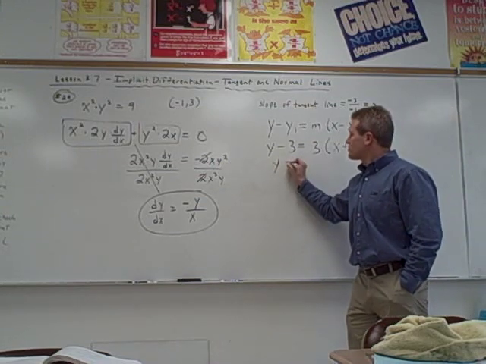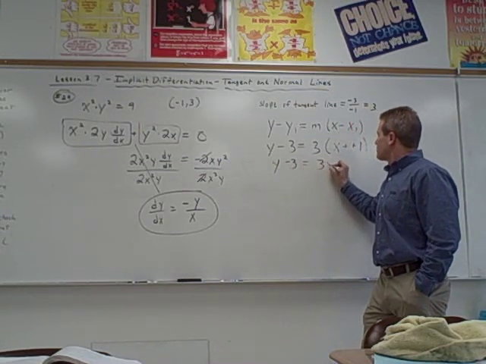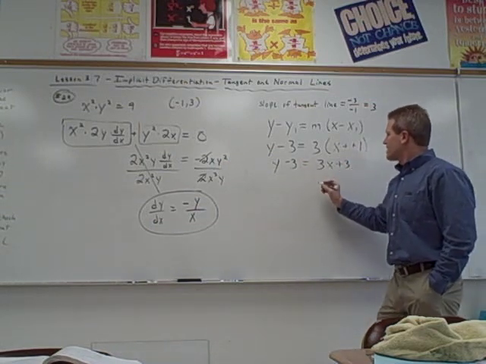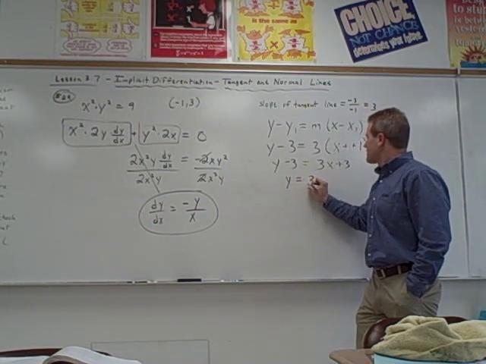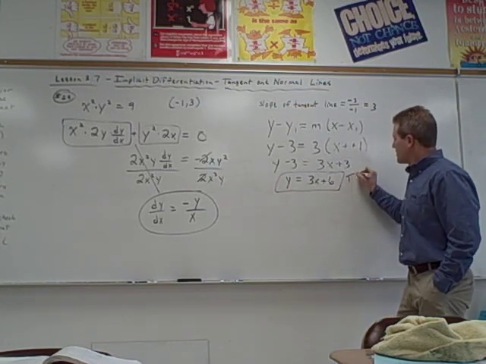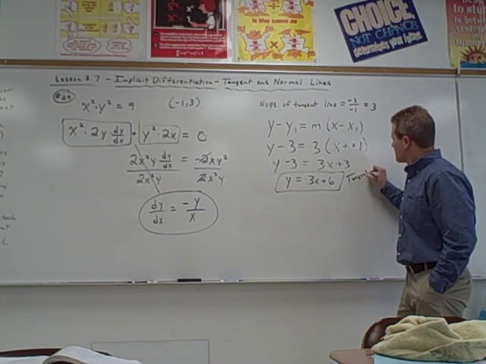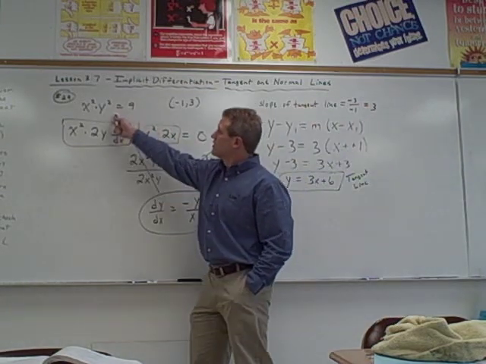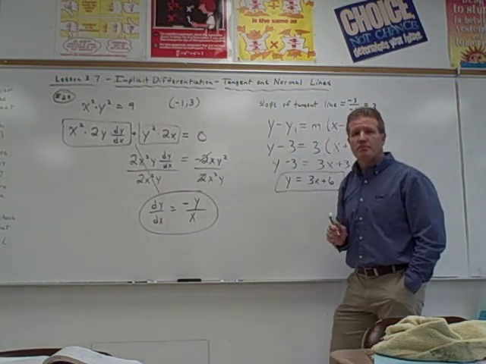We can distribute the 3 through. So we have 3x plus 3 on the right side. Add 3 to both sides. y equals 3x plus 6 would be our equation of our tangent line. This line is tangent to this curve at the point (-1, 3).